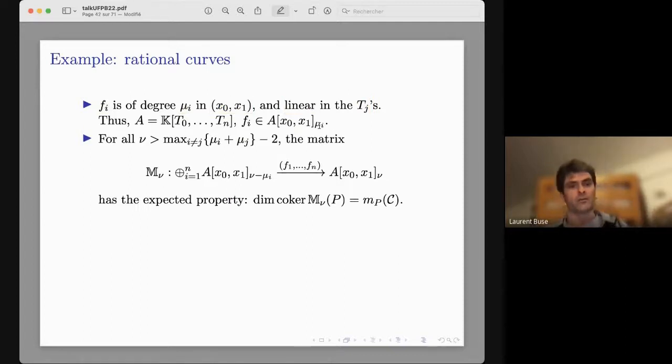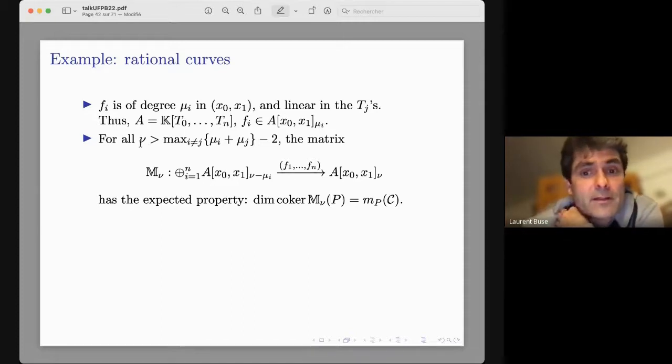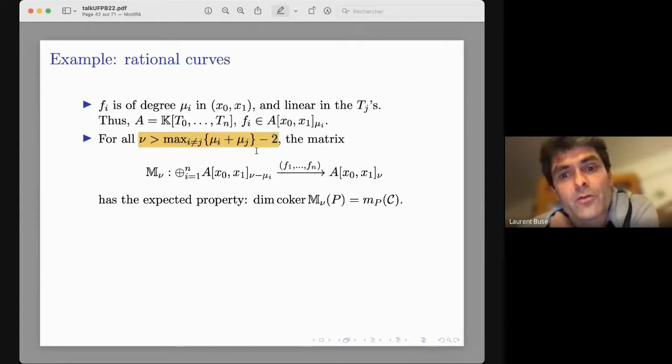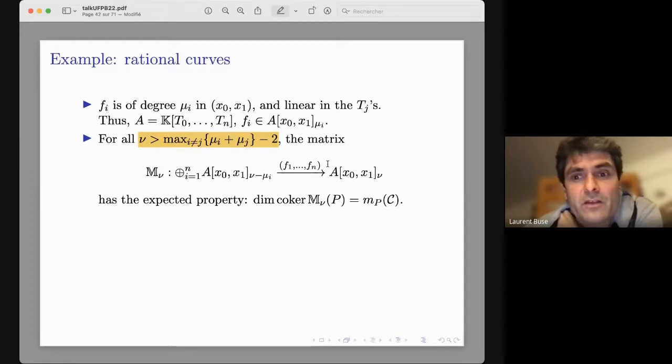So the first option is to build a classical Macaulay-type matrix. If you do that, the critical degree you get is this one: nu has to be greater or equal to the maximum of mu i plus mu j. You can consider this matrix, which is just the multiplication by F1 to Fn that you take in this degree nu, for any nu that satisfies this assumption. You can compute this with this matrix, and you recover the nice property that the dimension of the cokernel of this map at a point P in C is the multiplicity of the point with respect to the curve.